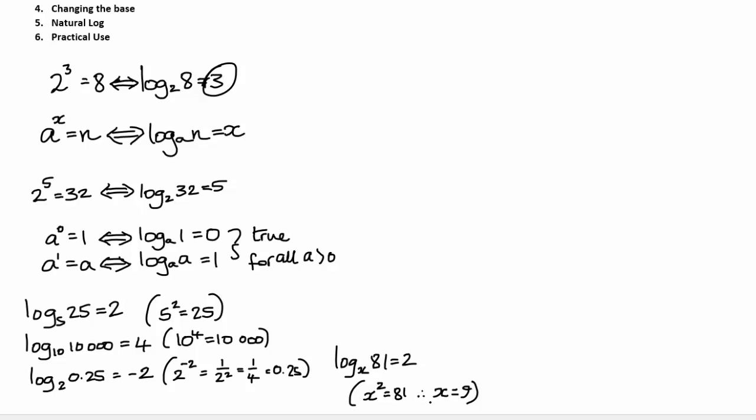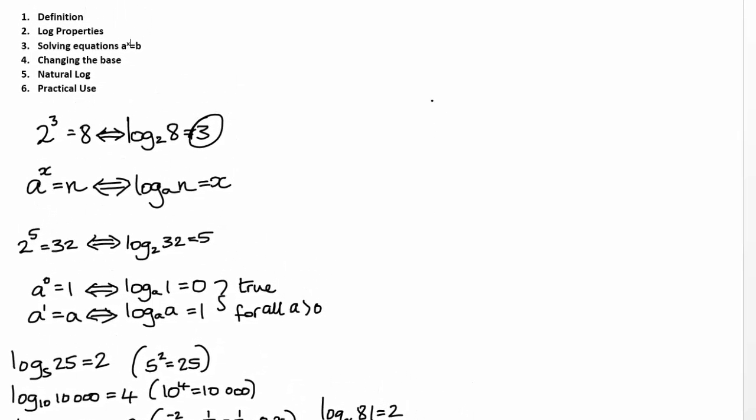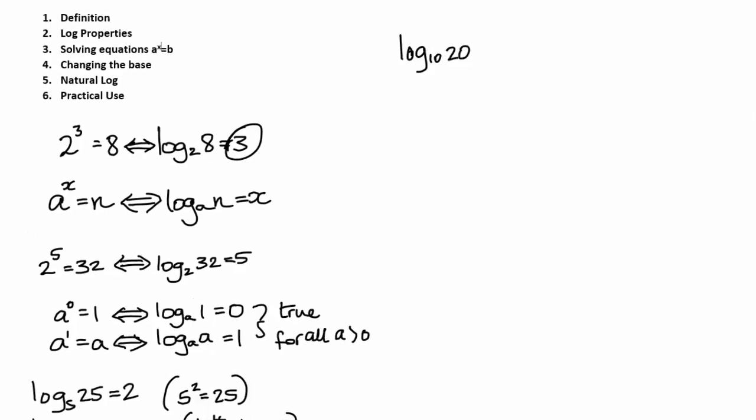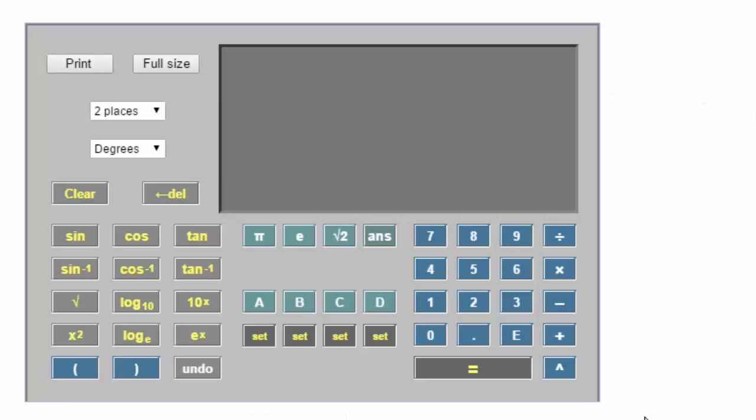So that's using the definition. Let's just try a calculation one. Suppose I was asked to evaluate log to the base 10 of the number 20. Now that's not going to give me a nice easy number, because 10 raised to an integer power doesn't give me 20. So let's resort to a calculator. Just using an online calculator here. Log to the base 10 of 20 to 7 decimal places is 1.30103.